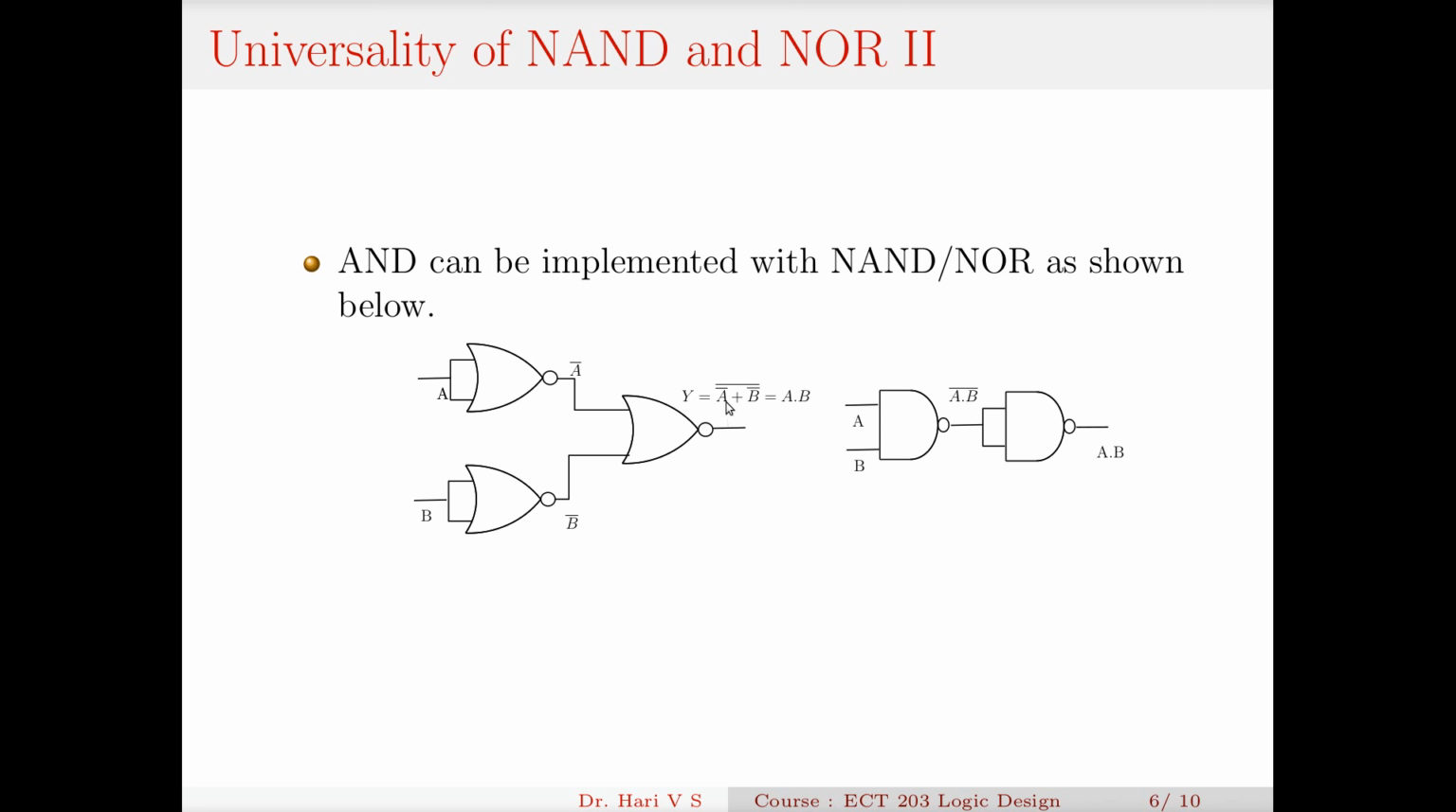This is actually A double complement and B double complement, which is nothing but A and B. This is A complement, this is B complement, this is Y equal to A complement or B complement all complement, that is nothing but A double complement and B double complement by duality theorem. A double complement is nothing but the same thing, that is A and B. So this is how you make an AND with NAND and NOR.